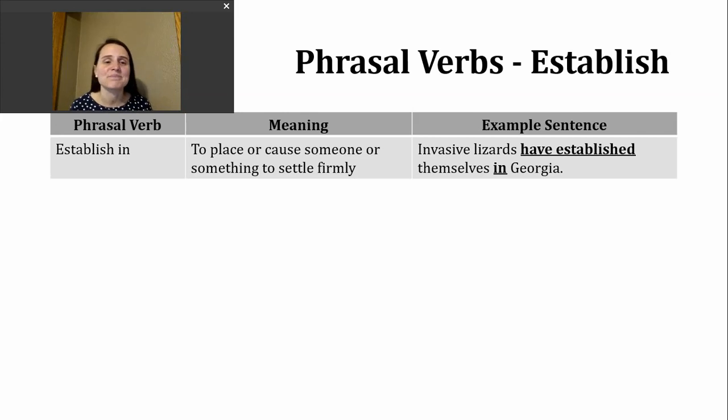state of Georgia. I will point out that you might also see establish in and then a date, like a year. That's also pretty common when businesses might be describing when they started their operations.